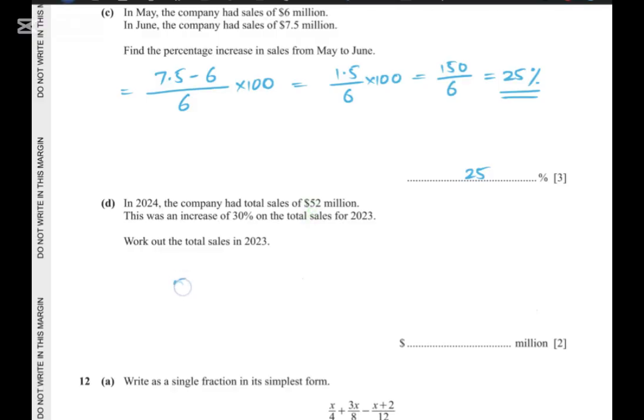So your answer will be 52 million into 100 by 130. Zeros cancelled. Then 13 times 1, 13 times 2... No, 13 times 4 it is. 13 times 4. So 4 into 10 is 40 million was the total sales in 2023. 40.